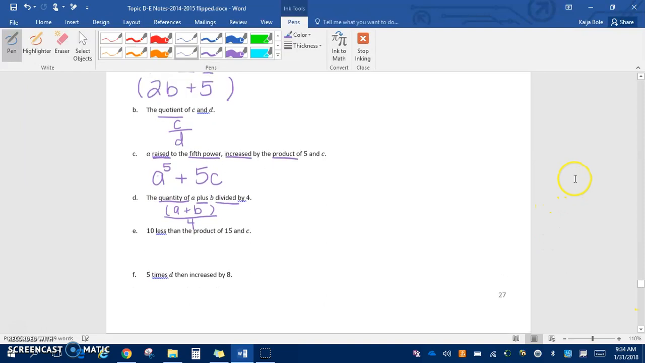Right, for E, 10 less than the product of 15 and C. So remember, less than means we need to switch that order. So we're going to work backwards. So the product of 15 and C means we have 15C. And we are going to subtract 10 from that. Right, so again, less than means to switch the order. Maybe write yourself a note, switch order.